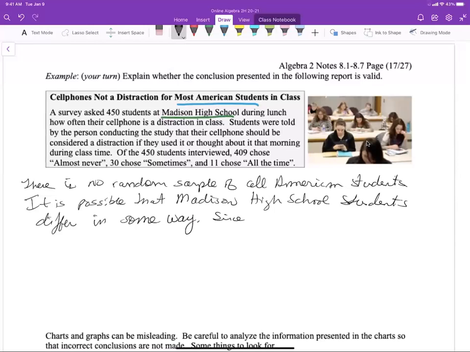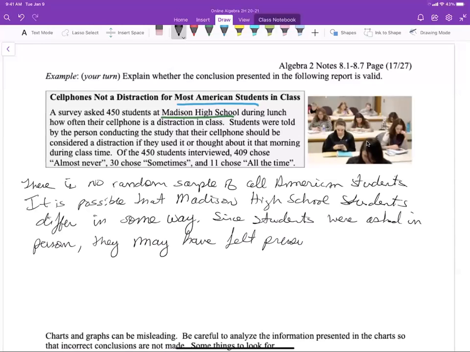So since students were asked in person, they may have felt pressure to respond in a particular way.